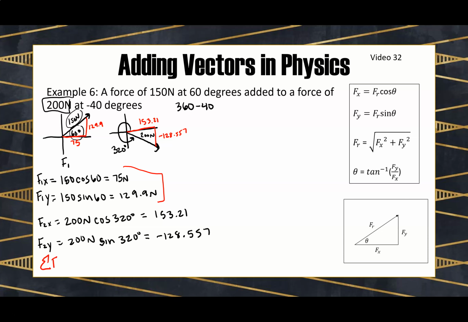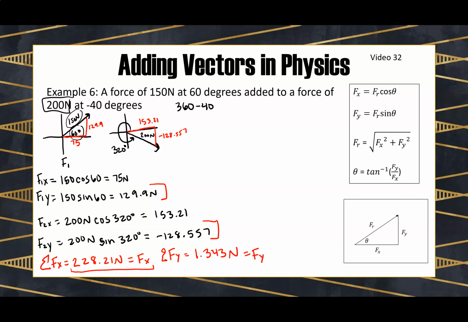Well, we still have to find our f sub x and our f sub y. So our f sub x, we're going to sum up all the x's, and so that's going to be adding up 75 and 153.2, and that's going to give us 228.21 newtons. So that's going to be equal to our f sub x. Okay, so that's really important there. Our f sub y is going to be adding up all the y values. So that's going to be the y value from the first force and the y value of the second. And that's going to give me 1.343 newtons, which is equal to f sub y.